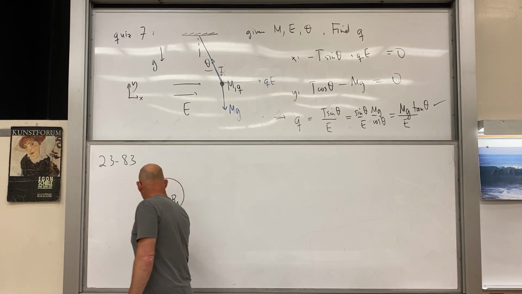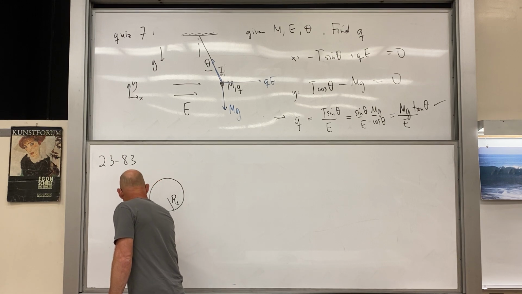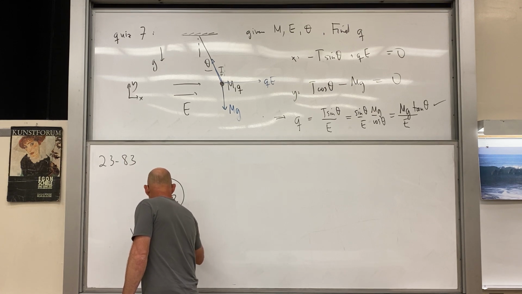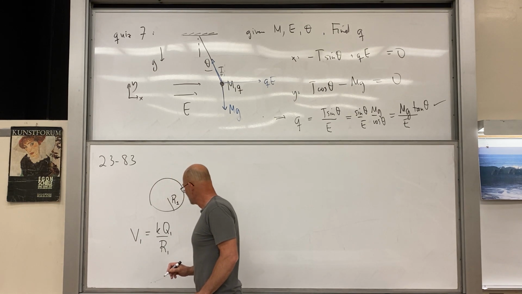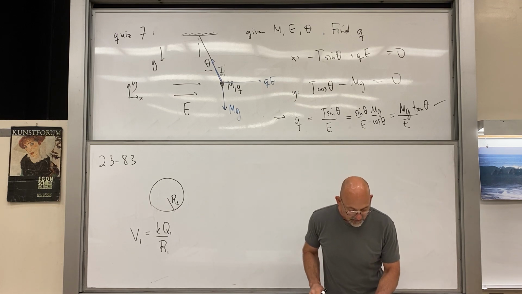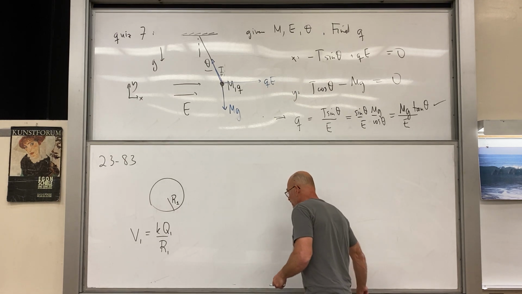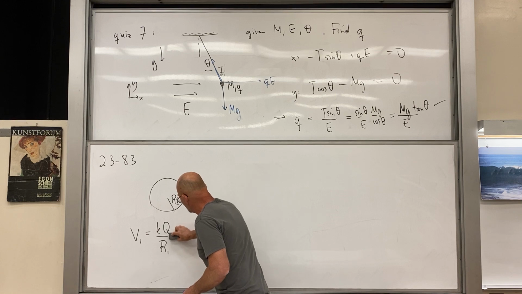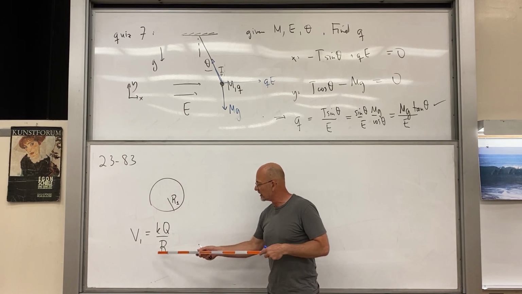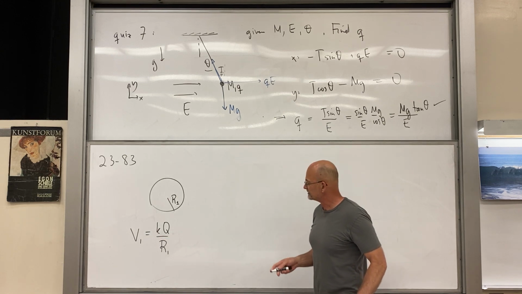So initially here, we're going to have V1 is equal to the Coulomb constant times Q1 over R1. Actually, how am I going to write this down? I'm just using Q, not Q1. Okay. So that's the potential it was charged up to. They gave us this number, V sub 1.